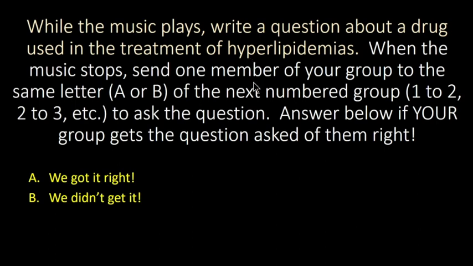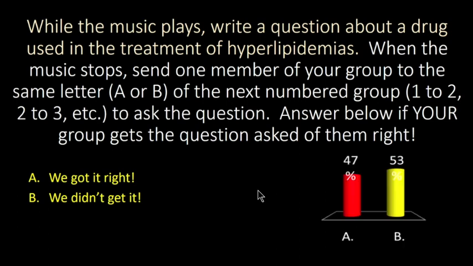And then when the music stops, you would send a member of your group to the other group that you designate. In this case, I have them moving up because we have numbered groups, and then we have A's and B's in each number. And then they would ask that group the question that they made up themselves, and if they get it right, they get to check A, and if they get it wrong, they have to check B. That's just another fun way of having them think about what they should ask, and then posing the question, and they're also being asked a question at the same time. So it could be used in lots of different ways.